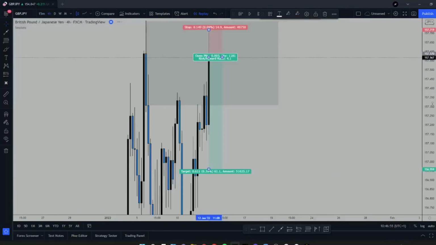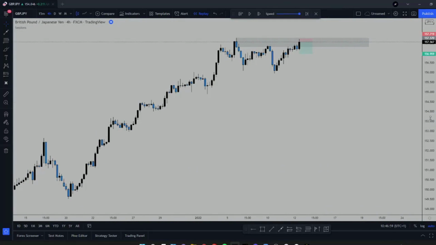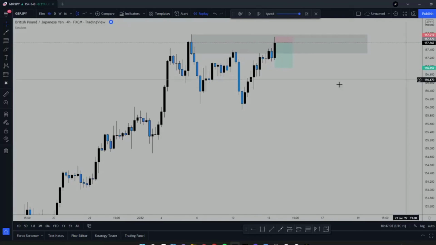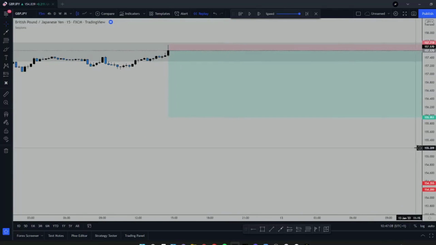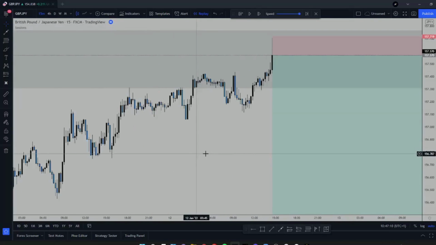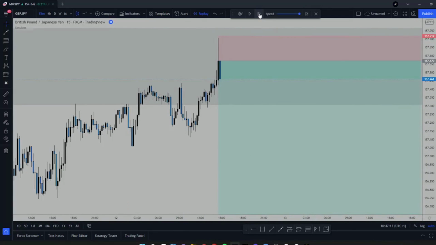Our target for this one can be, we actually have a zone over here. The target for this trade can be, for example, just this low. Let's just say this is our target. So this is going to be our entry, and our target is all the way down. Let's see what happens right here.